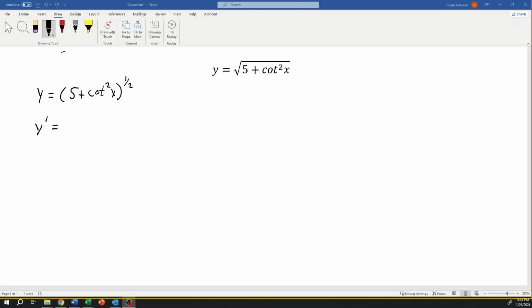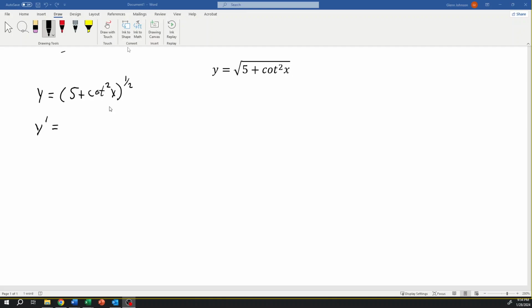All right, so let's start with differentiating the function y equals the square root of 5 plus cotangent squared of x. So the first thing we want to do, recognize that the square root function is the same as the 1/2 power. So we can rewrite that as y equals 5 plus cotangent squared of x raised to the 1/2 power. Now to differentiate this, we're going to use the chain rule because we have an outer function, which is the 1/2 power, and the inner function, which is 5 plus cotangent squared of x.